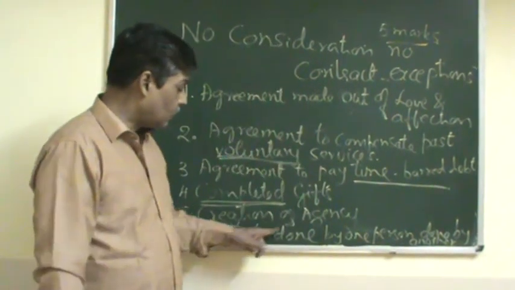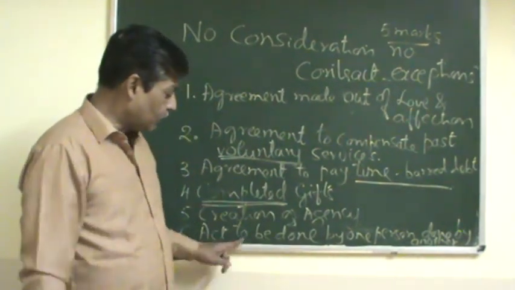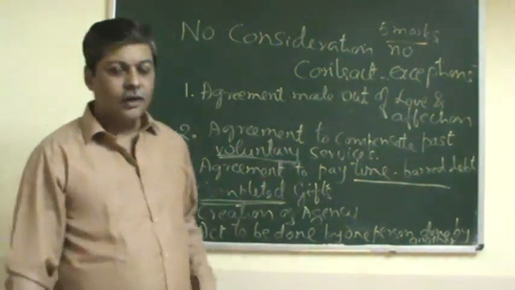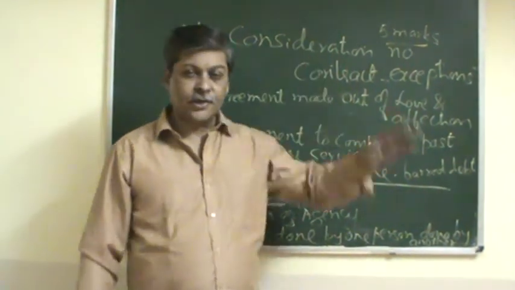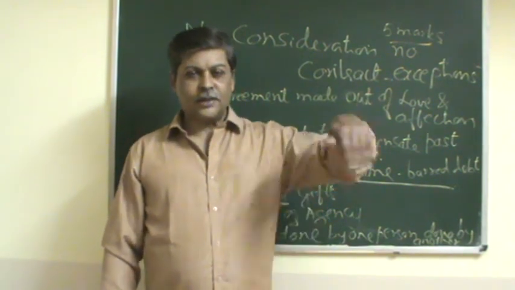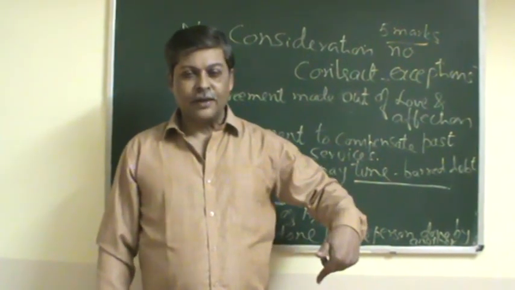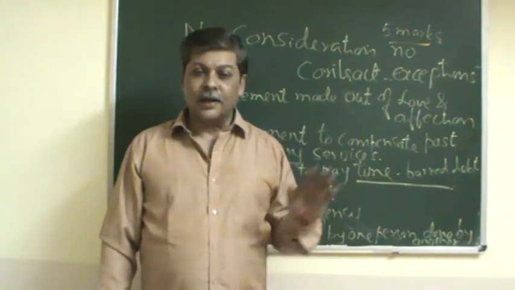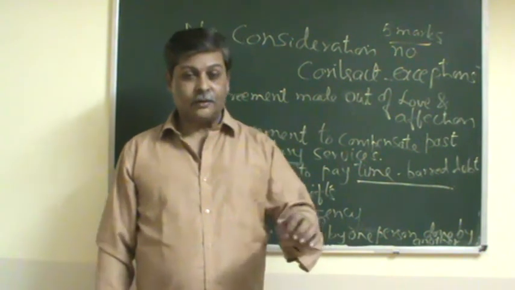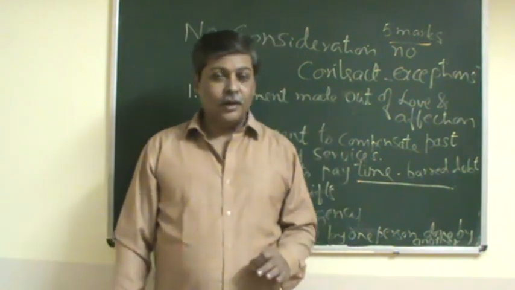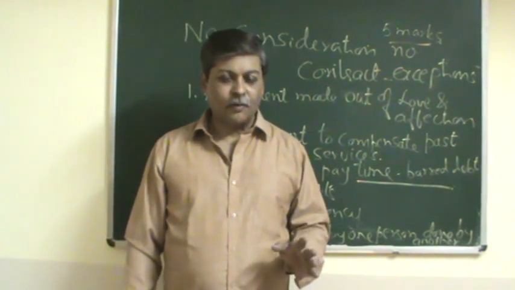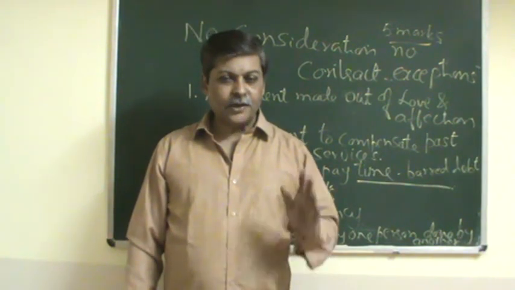That is one more exception, the last one: an act to be done by one person, done by another. This is also an exception to the rule no consideration, no contract. So the act to be done by one person is done by another on that person's behalf. Here the consideration is not the main thing. It is enforceable in the court of law. It cannot be dismissed in the court of law for want of consideration. Here there cannot be a contention that there is no consideration.